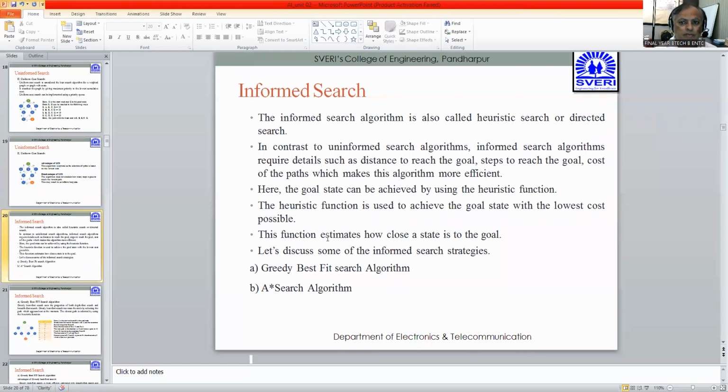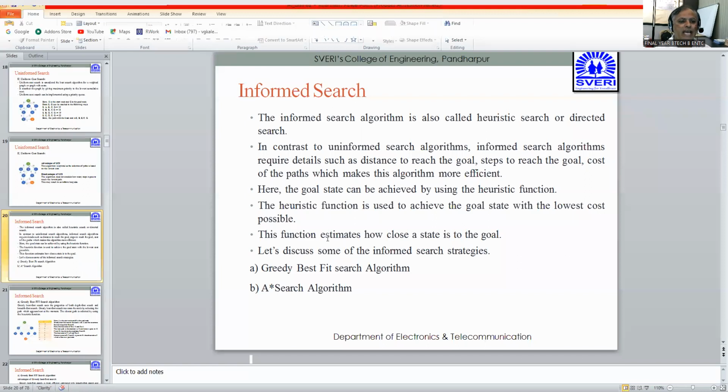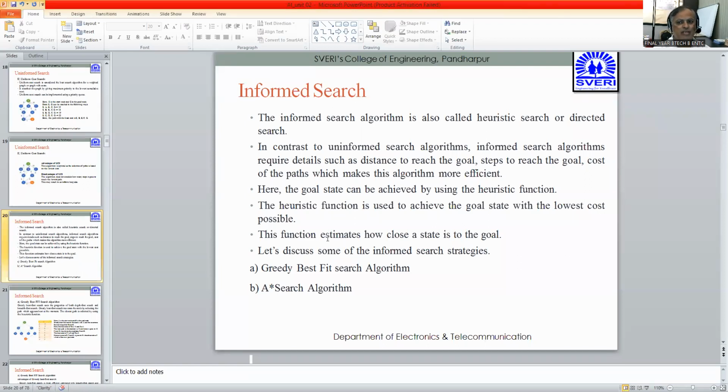So we have finished the uninformed search. Now we are going for the informed search. This informed search is also called the heuristic search or a directed search. There is a direction to that search. कोई तो भी एक direction है.